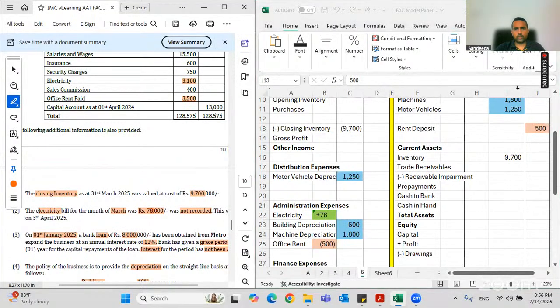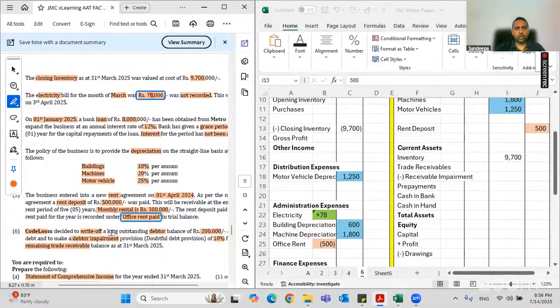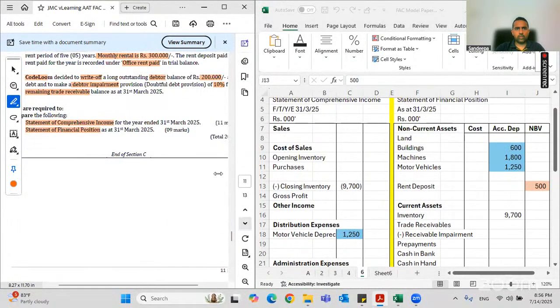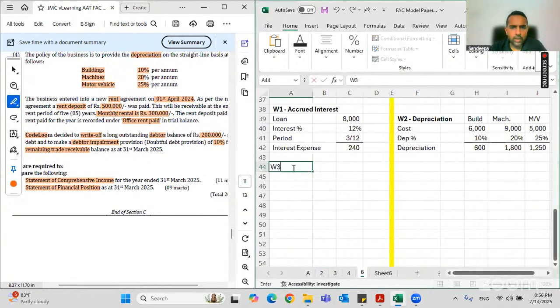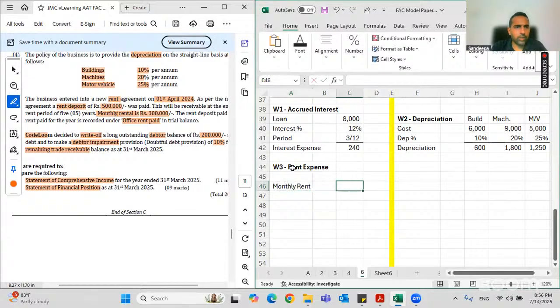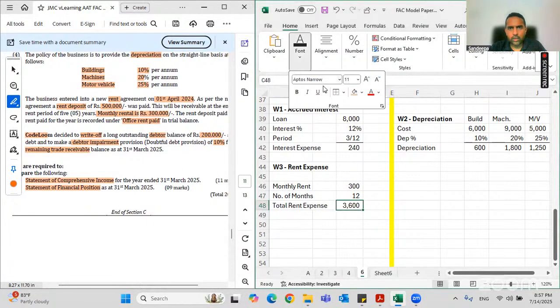Okay. Right. Now we need to look at the rent payment plan. So we'll do the working for that. Working number 3, rent payment. We'll see rent expense. Now, monthly rent is 300. Number of months, 12. So the total rent expense should have been 3,600. This should be the rent.